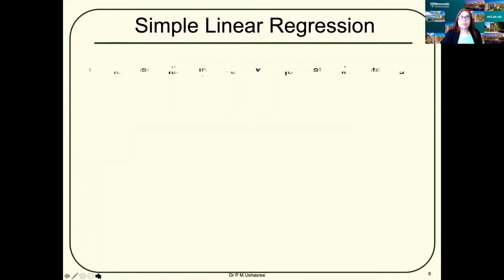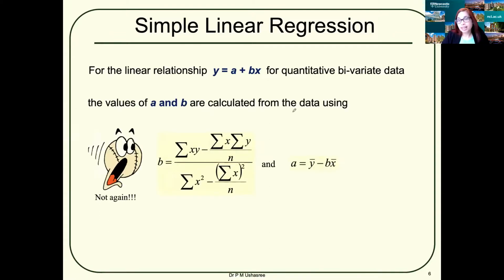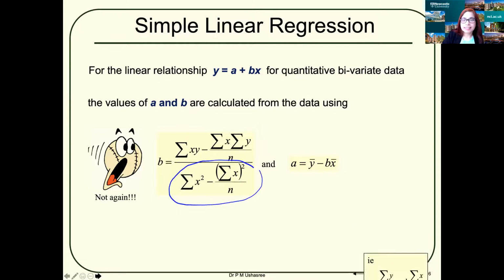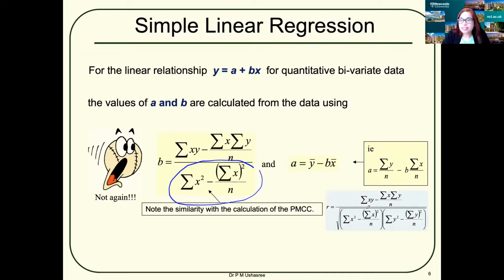Okay. So for the linear relationship y = a + bx for quantitative bivariate data, the values of a and b can be calculated from the data using this formula. Don't worry, this can be directly calculated using a calculator, but for our module, I would like you to use the formula. And there is a similarity. You can see that this is similar to the value which you have seen in the formula for the PMCC.